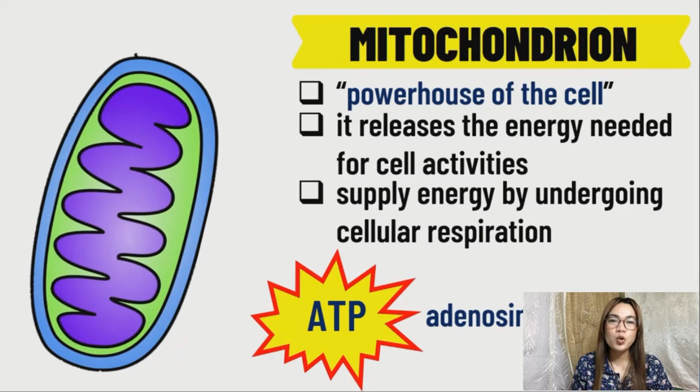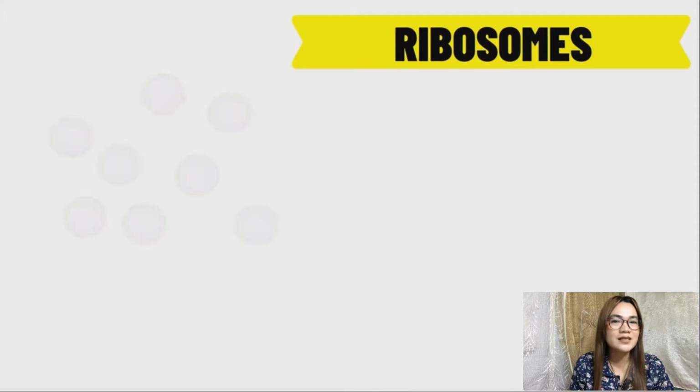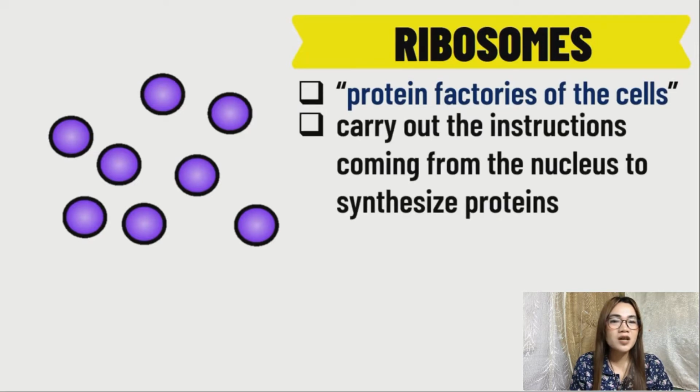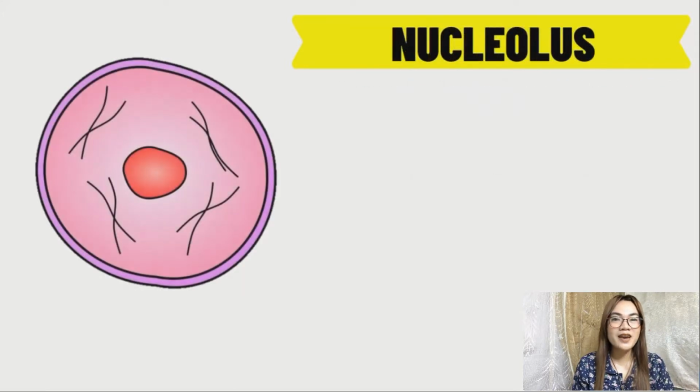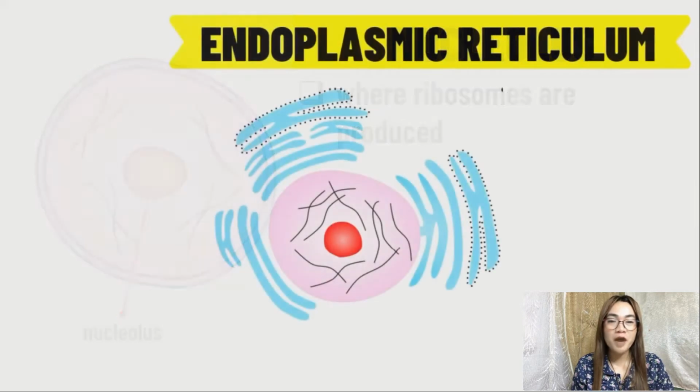Next, we have ribosomes. Ribosomes are protein factories of the cells. They are the tiny dots that can be seen in the cell. They carry out the instructions coming from the nucleus to synthesize proteins. Next, we have nucleolus. Nucleolus is the prominent round structure in the nucleus. It is where ribosomes are produced.